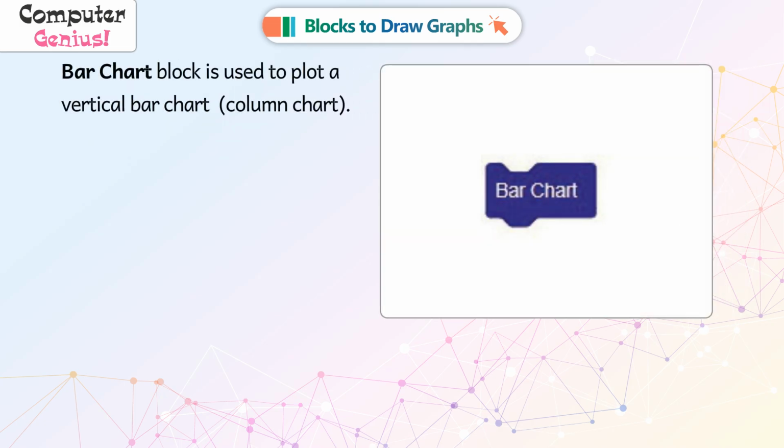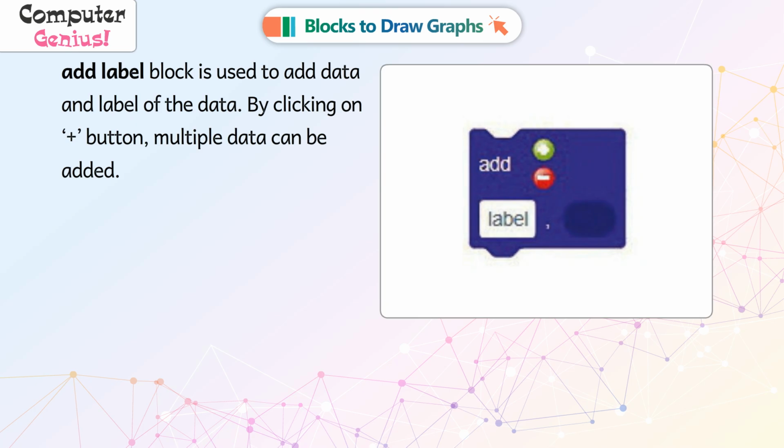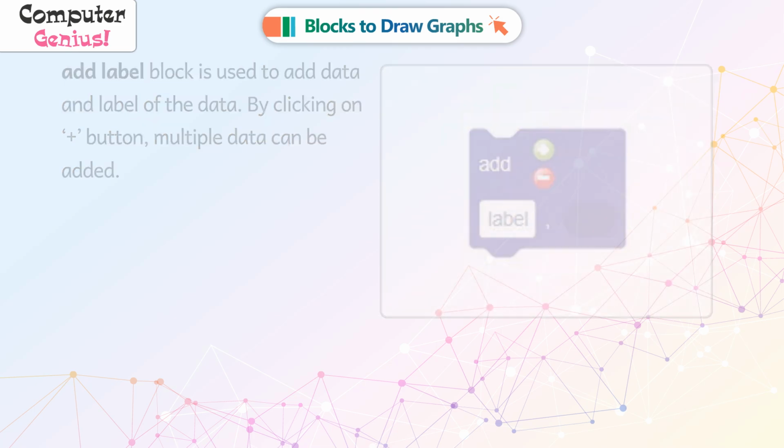Bar chart block is used to plot a vertical bar chart, column chart. Horizontal bar chart block is used to plot a horizontal bar chart. Add label block is used to add data and label of the data. By clicking on plus button, multiple data can be added.